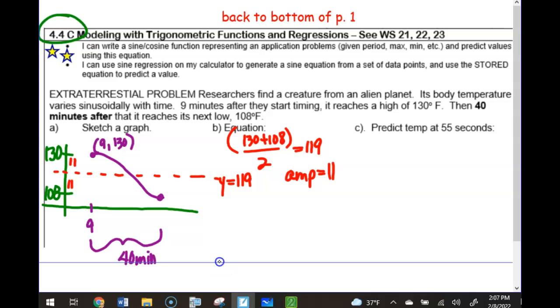Be careful when it says that. It doesn't mean it finishes at 40. It means it's 40 in length. So that could be 49. Is that a period? No, it's not. That's half a period. So how long is the whole period? 80 minutes. From a max to a min is only half a period. You'd have to go out another 40 minutes, or to 89, to be back at the max.